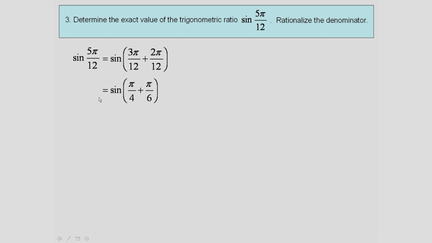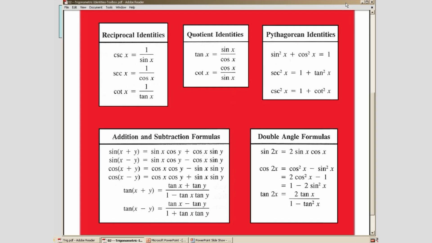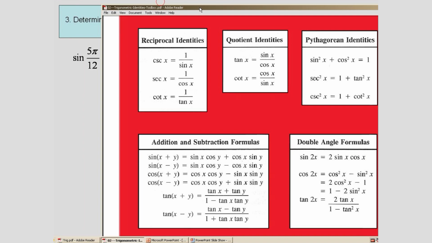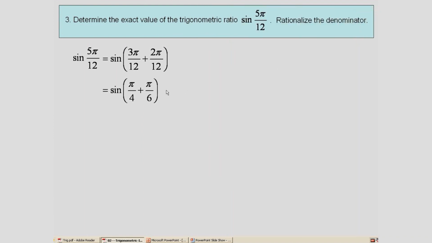And it's from here that we're going to use our addition formula. So we have the sine of something plus something. Our trig toolbox says that the sine of x plus y can be written in this form. And this is what we're going to do. We're going to write it out in this form in our question, but instead of x and y, we are going to use pi over 4 and pi over 6. So here it is. The sine of pi over 4 plus pi over 6 is the sine of pi over 4 cos pi over 6 plus cos pi over 4 sine pi over 6. Now all we have to do is use our special triangles to help us evaluate these.